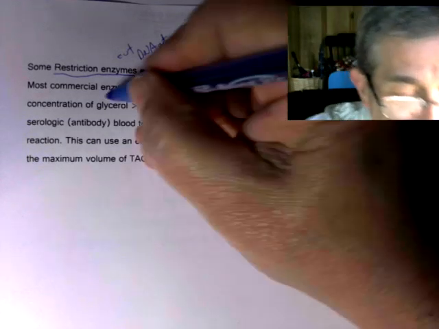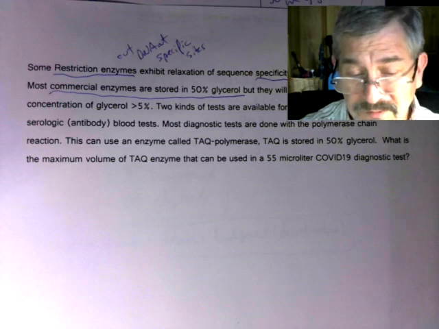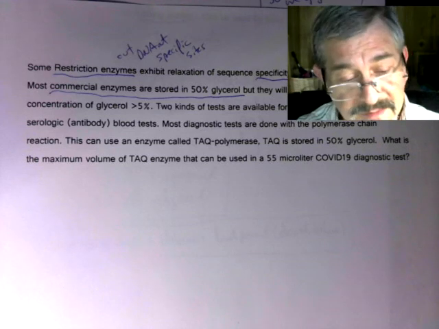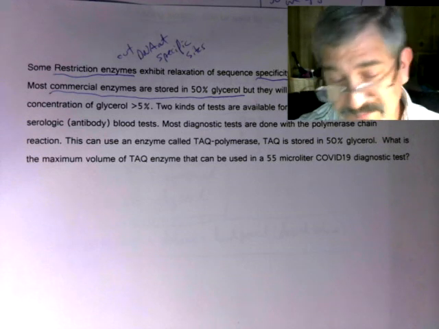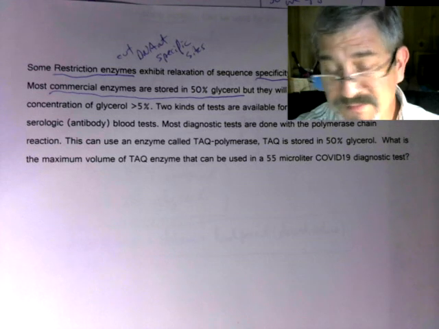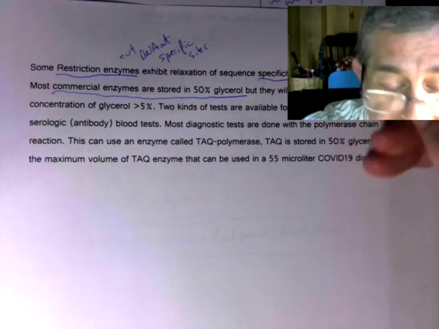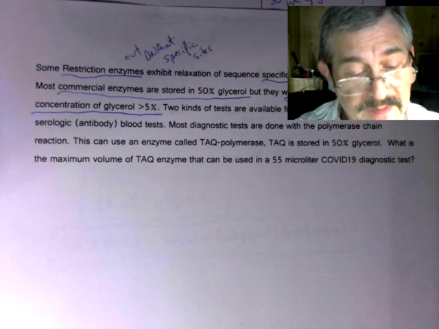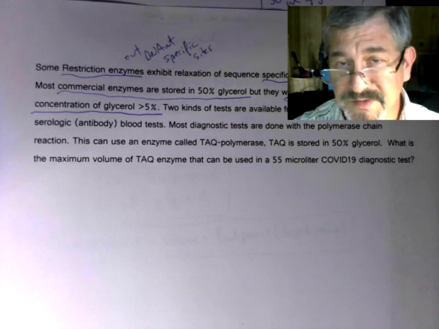This relates to the fact that most commercial enzymes are stored in 50% glycerol. Restriction enzymes, purified from bacteria usually, are stored in a freezer in 50% glycerol to last a long time. Then when you need it, it has to be diluted to the point that the 50% glycerol it's stored in is less than 5%. It will not work correctly if the final concentration of glycerol is greater than 5%. And this is for most enzymes that you could buy, which have been isolated from biological organisms and are used commercially.